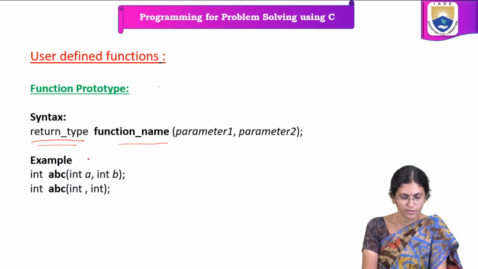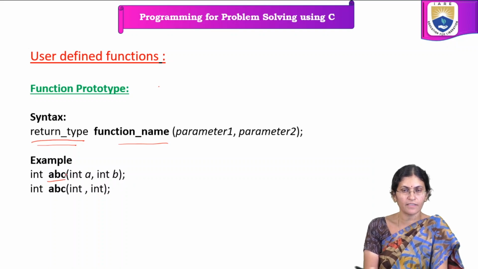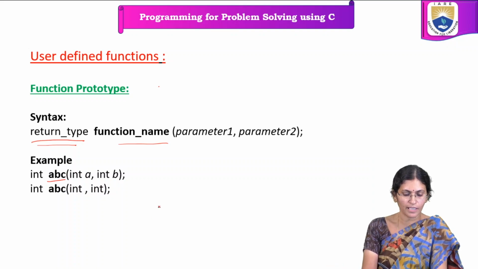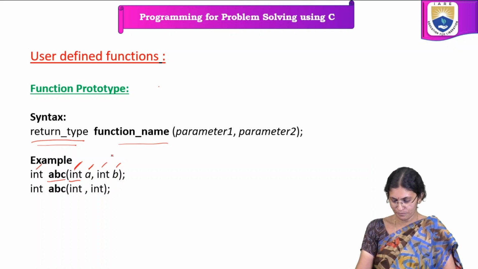For example, consider this is a function prototype. This tells the compiler that there is a function ABC, the return type of the function is integer, and it takes two arguments or two parameters. This is the data type of parameter 1, this is parameter 2. So A and B are parameters, and this is the data type of the parameters.